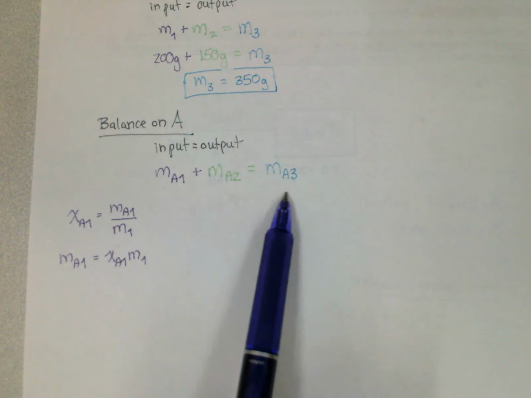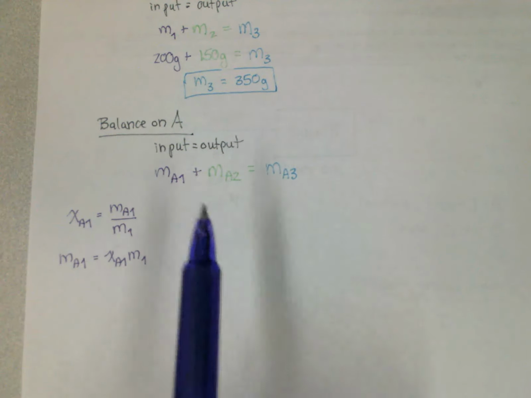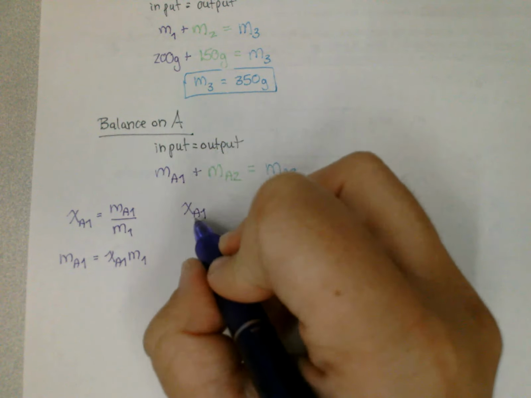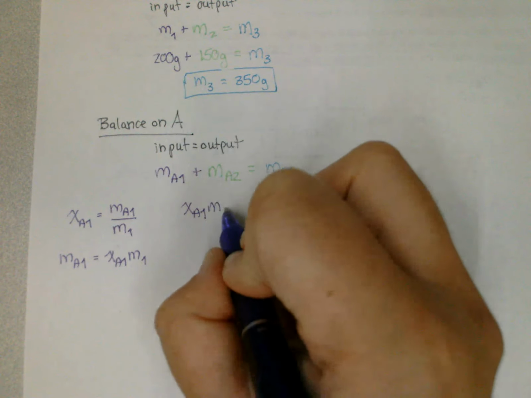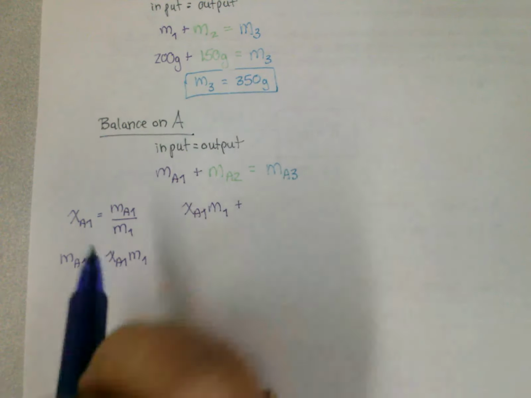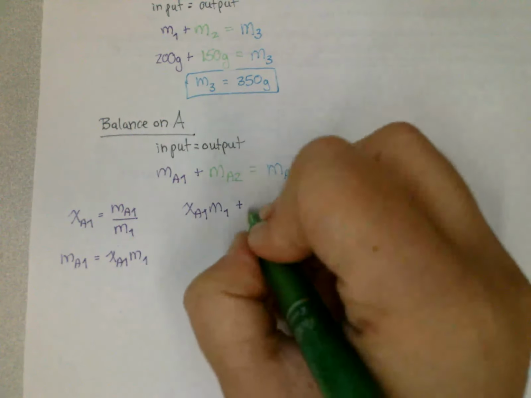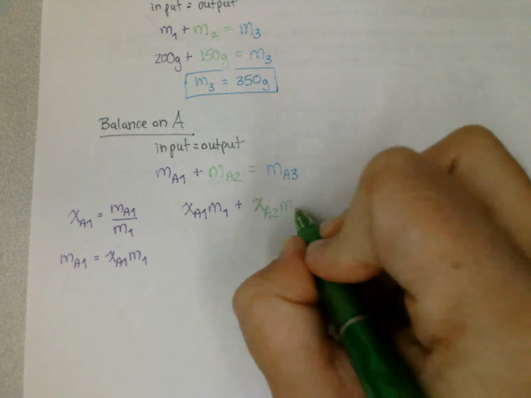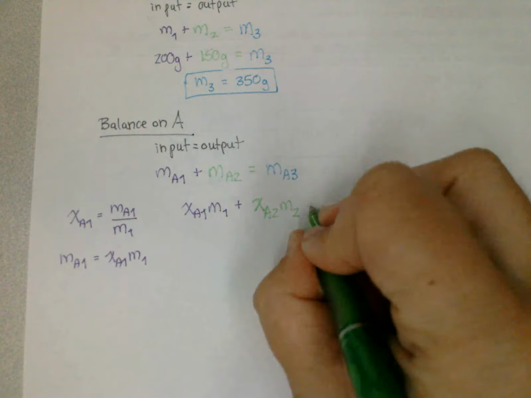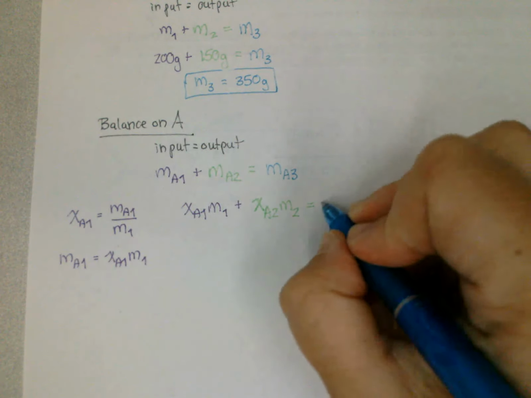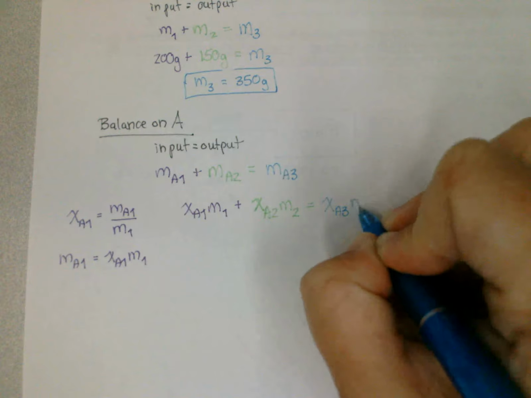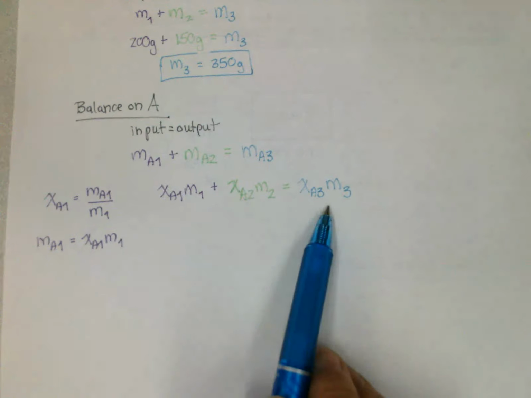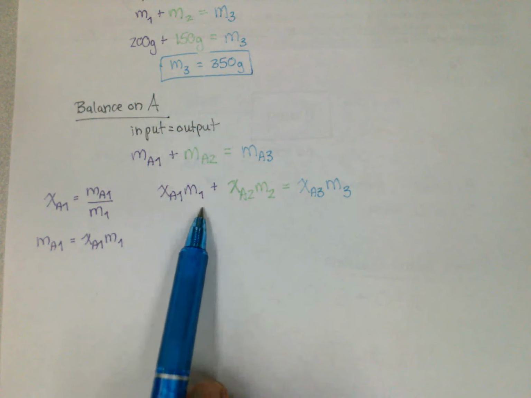So this whole formula right here can be rewritten in the following way. We can say the composition of methanol in stream 1 times the total mass will give us that number. We can do the same thing in stream 2. We can say the composition of methanol times the total in stream 2 will give us the composition of methanol in stream 3 times mass 3. Okay? This is critical. The step to go from here to here is absolutely critical.